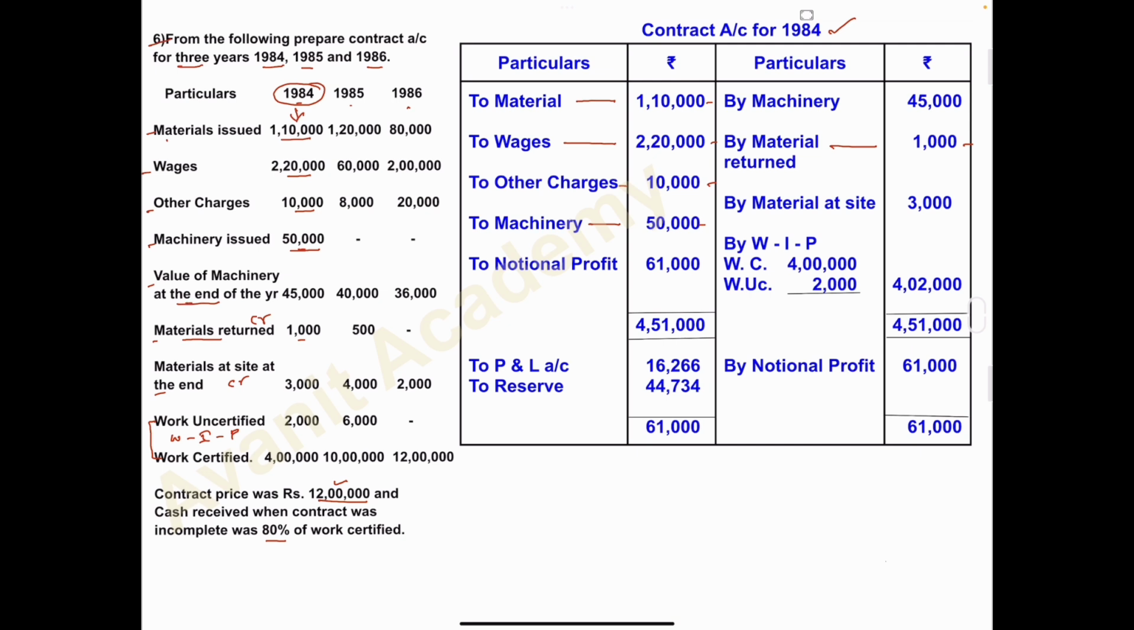Okay, I missed this one. Value of machinery at the end of the year. This is the closing value of machinery. In 1984, the closing value of machinery is 45,000. It is to be written on the credit side. By machinery 45,000. This material return we have taken. Next item. Material at site at the end. So closing value of material we will take on the credit side and the amount is 3,000. By material at site, amount is 3,000.